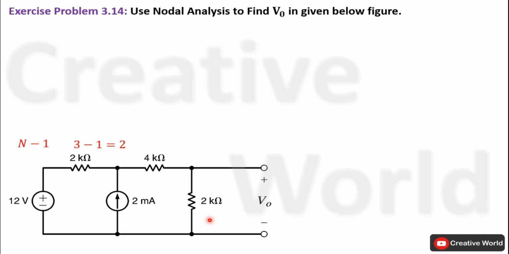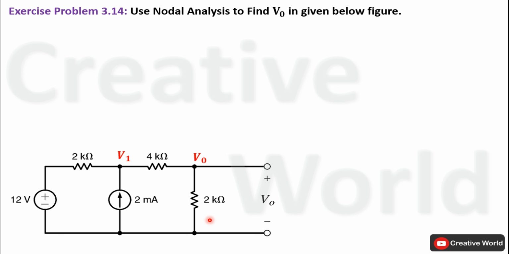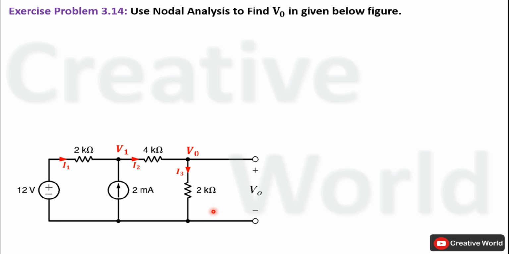In next step we have to label all unknown non-reference node voltage. This node voltage is labeled as V1 and voltage across this 2 kilo ohm resistance is taken as this node voltage, because this voltage is appearing on this node with respect of this reference or ground node. So whatever the value of voltage will be on this node, same voltage will be appearing across this 2 kilo ohm resistance as well. In next step we have to assume all unknown branch currents along with their directions.